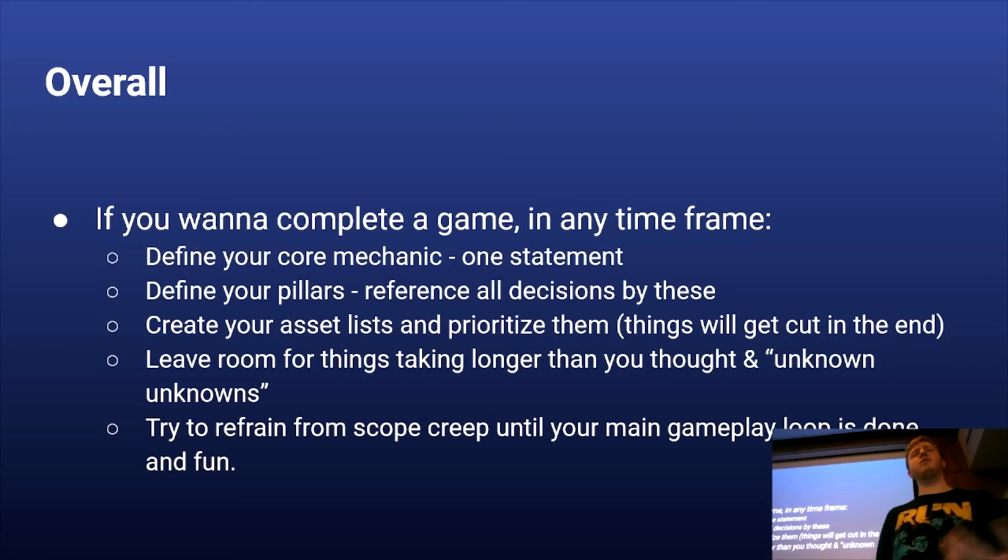When you're about three-quarters of the way through, check and say, hey, what are our pillars? Is everything that we've made so far fitting with our pillars? Try to refine that. Create asset lists for sound, music, and scripts if you want that to be programming, and prioritize them because things will get cut eventually. There's just going to be stuff that you don't have time for. And then leave room for things taking longer than you thought.